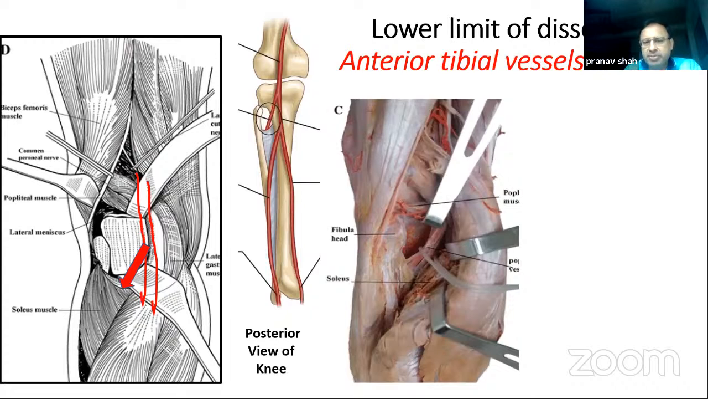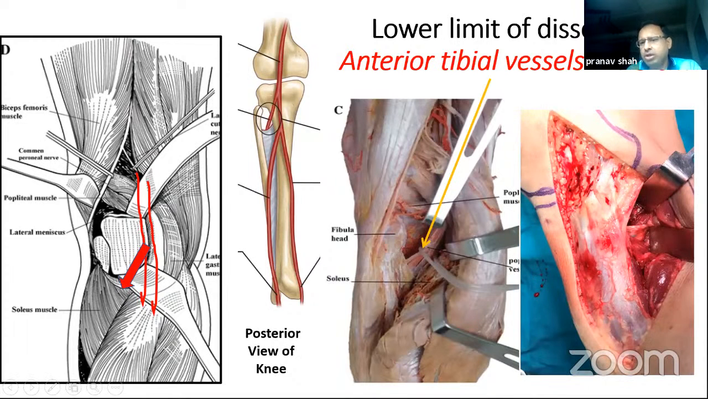On a dissection specimen, this is where the anterior tibial vessels are in relation to the head of the fibula. And in a clinical scenario, in the operative theater, this is where those anterior tibial vessels are. This is our posterolateral window. This is the anterior tibial vessel, and it limits the distal extension of the posterolateral window.